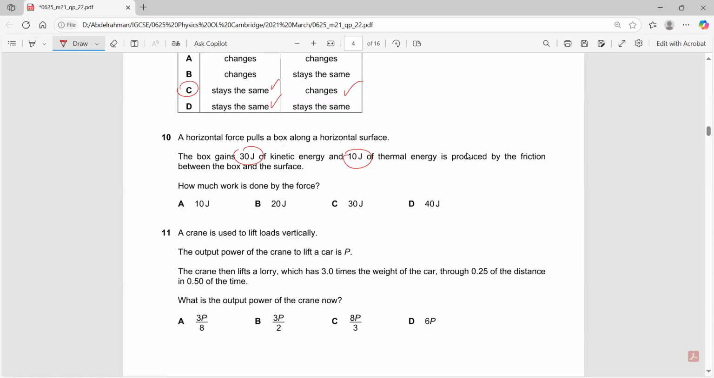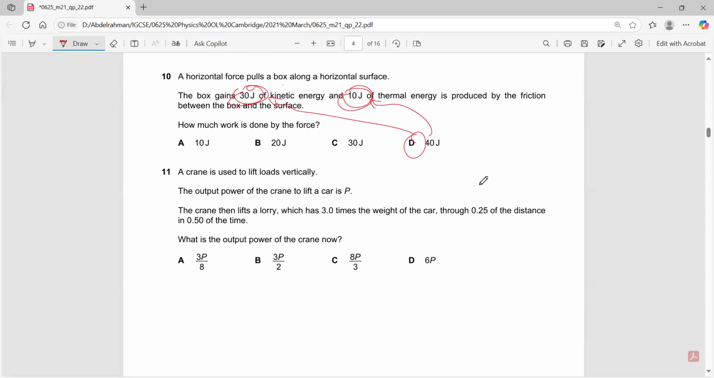Why is it wrong? Because the force or the work done on the box would push the box, right? This work is the total input. The total output, you'd have two different types of outputs: kinetic energy and thermal energy due to the friction. So what was the total input? The total input was 40 joules, because some of it was lost to the thermal energy and some of it was used by the kinetic energy.